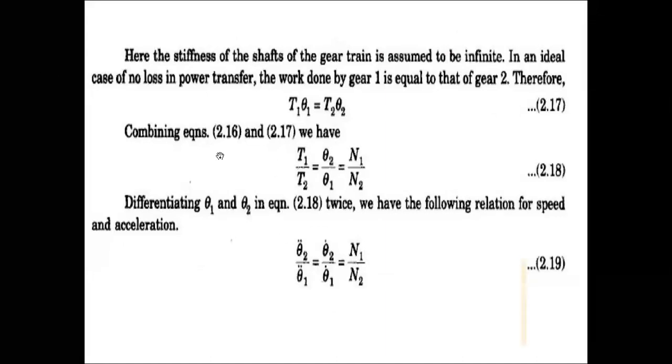Now let us differentiate theta 1 or theta 2. What are you going to get? Theta 1 dot by theta 2 dot, that also will be proportional to N1 by N2. You double differentiate: theta 2 dot by theta 1 dot. Accordingly, from this equation, the second part, theta 2 double dot by theta 1 double dot equal to N1 by N2. Theta 2 dot by theta 1 dot is also equal to N1 by N2.